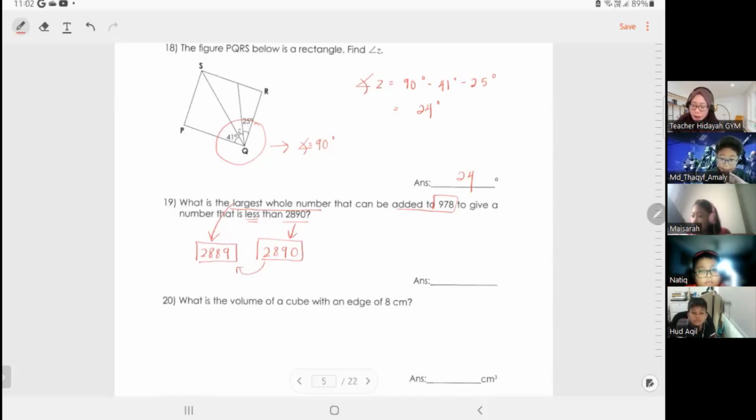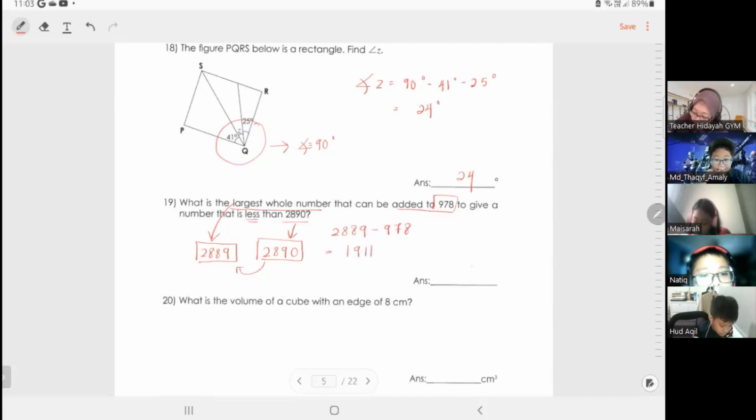Sometimes they don't give you straightforward instruction in the question, but that is what it meant. What is the largest whole number that can be added to 978 to give a number that is less than 2890? So just one number before 2890. Okay, so what should I do? I subtract. 2889 minus 978. Be careful with your calculation as mentioned. Answer should be 1911. Careful with your calculation.